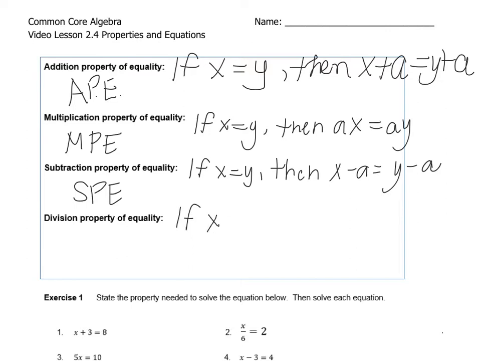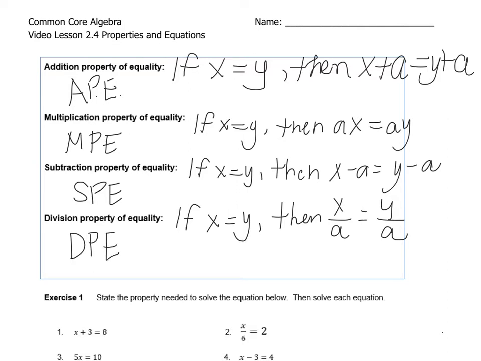And lastly, the division property of equality. If x equals y, then you can divide x by a, and you can divide y by a, and the equation will remain balanced. We'll call that DPE, the division property of equality. You use that typically in the last step of solving an equation, when you divide both sides by something to get to your value of x.